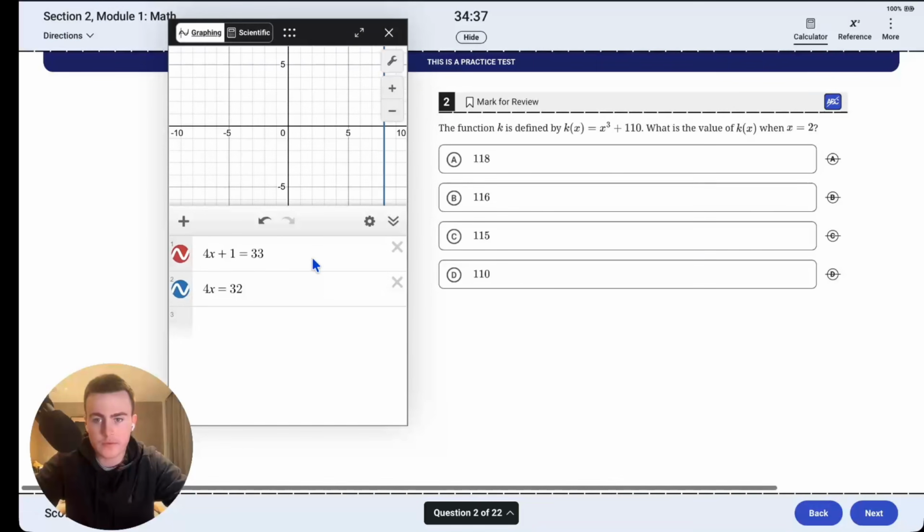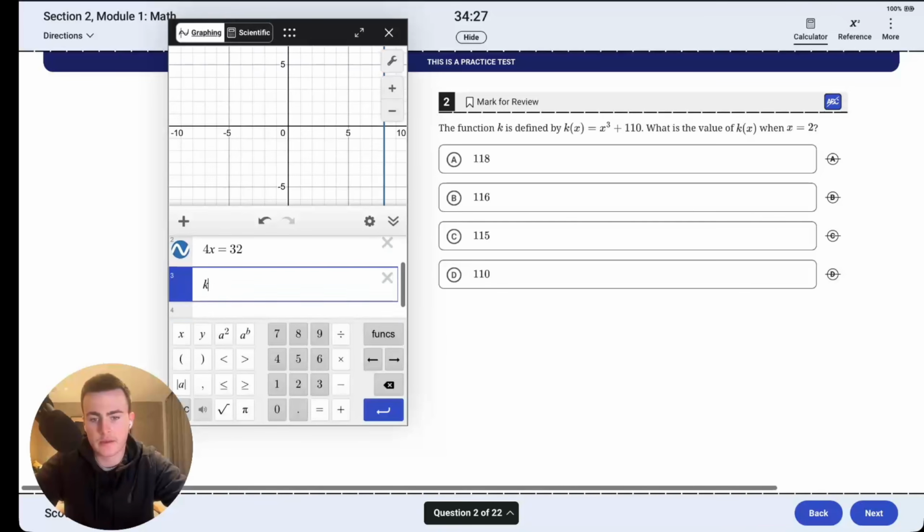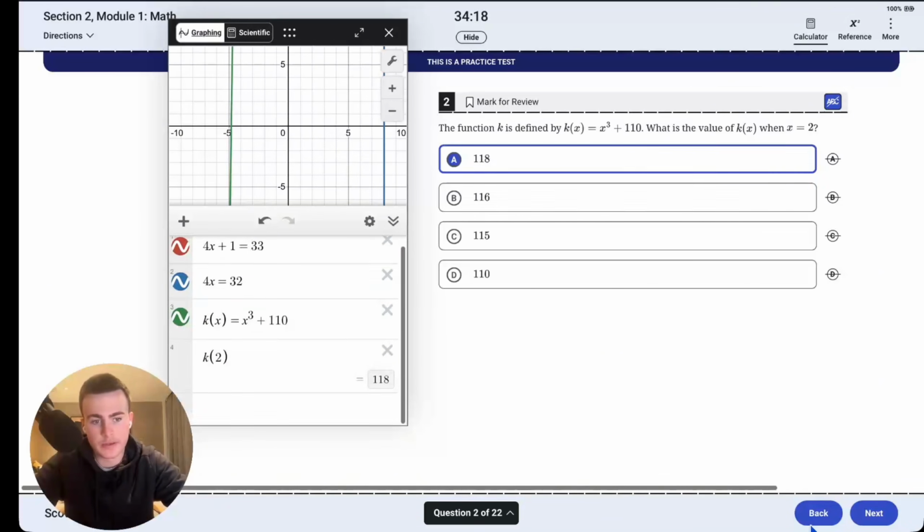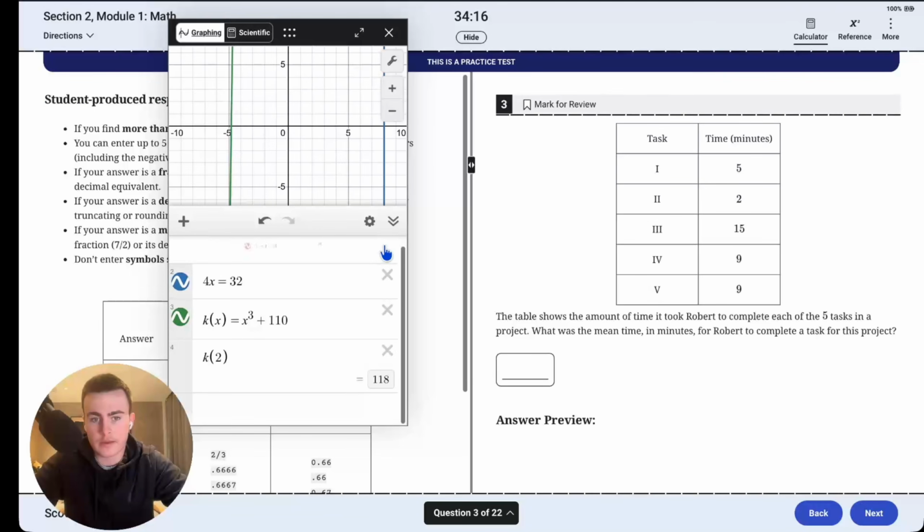So the function k is, let me move this over. Let me make sure it's good for you guys. Okay, that should be good. The function k is defined by this equation. What's the value of k of x when x is 2? Well, you can just plug 2 into this function. So we'll say k of x equals x cubed plus 110. And then I'll say k of 2, and it's 118. Pretty easy. Okay, let's delete all this stuff.